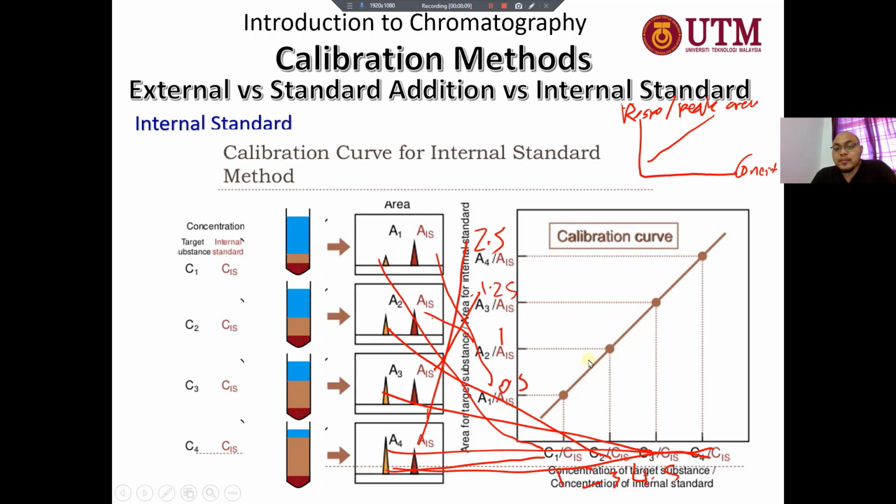Then we will get the R squared value of 0.995. Oh, I forgot to mention. You know that why we need to use the internal standard is when we have fluctuation in the reading. So what actually happens when we have the fluctuation reading?